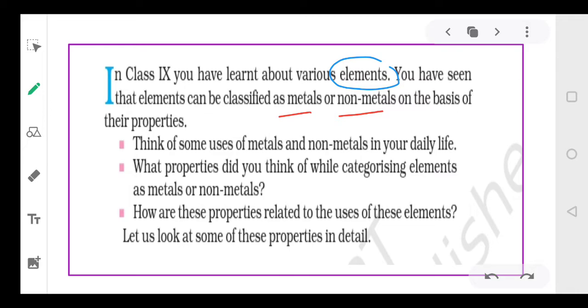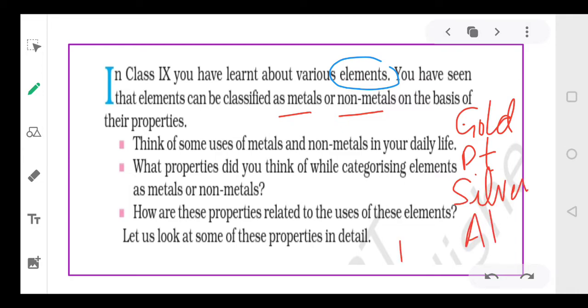Yes, very good. See, we use gold, platinum, silver, aluminium, iron, isn't it? So these are all metals that we are using in daily life. Gold, platinum, silver we are using to make ornaments. Aluminium we are using to make utensils. Iron we are using to make the vehicles, isn't it?